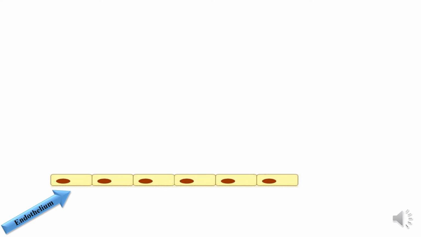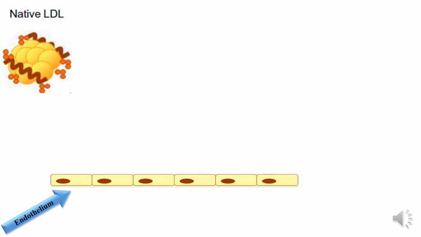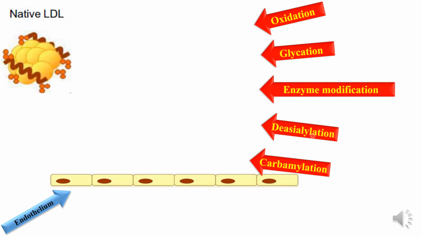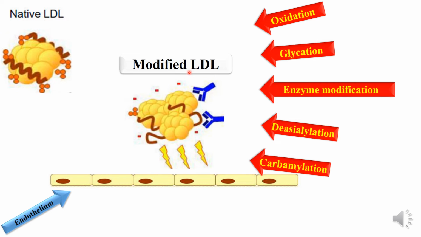So this is the endothelial layer of a blood vessel. This is the native LDL which is produced from VLDL. This native LDL is carrying cholesterol. Now, when this native LDL is subjected to various chemical reactions such as oxidation, glycation, enzyme modification, desialylation and carbamylation, which we saw in the previous slide, they are modified to modified LDL.